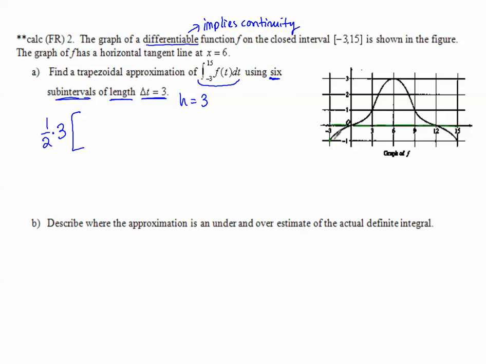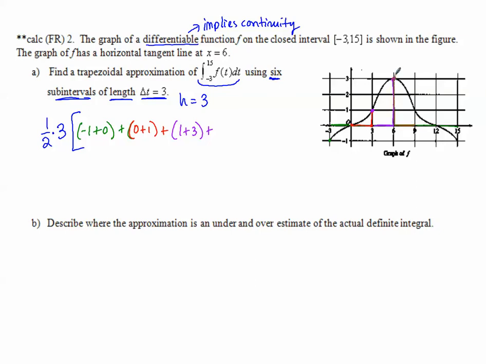Go up on the left, it's -1. Go up on the right of this first subinterval, it's 0. So my first one is -1 plus 0. Plus the second subinterval is from this one to this one. So up on the left, it's 0. Up on the right, it's 1. So plus 0 plus 1. My next subinterval, go up on the left, it's 1. Go up on the right, it's 3. So 1 plus 3.